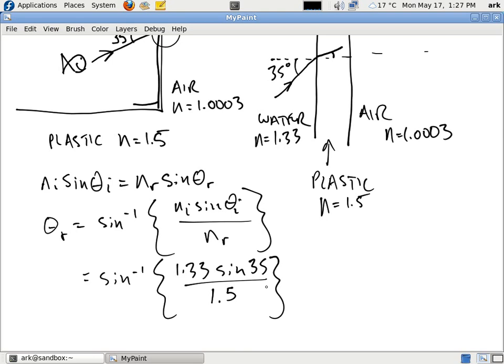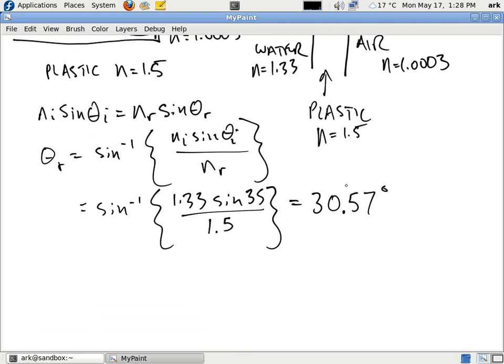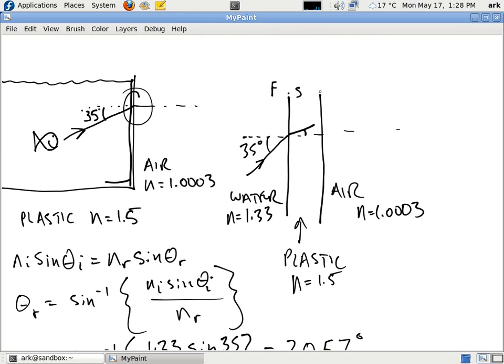Now let me just do that calculation here: 1.33, enter 35 sine, times 1.5 divided by, and inverse sine. So we've got 30.6 degrees. Uh, 30.5, let's just say 30.7. Okay. So now that we know that, question, what's the new incident angle on going from this boundary, so from this side of the plastic?